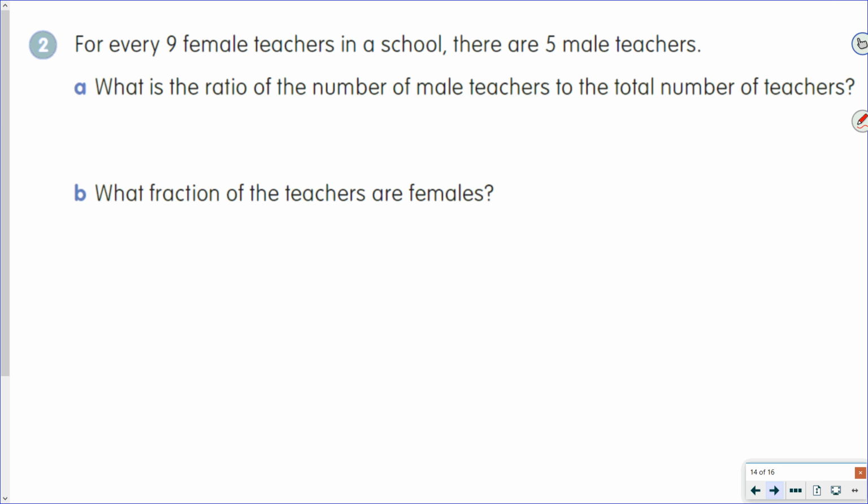For every 9 female teachers in a school, there are 5 male teachers. So what is the ratio of the number of male teachers? Well, that's 5 to the total number of teachers, and that total is 14. What fraction of the teachers are females? Well, there are 9 female teachers, 14 total. So essentially part A and B, they're actually asking the same question because they're comparing the number of one gender to the total number of teachers. You just write them a little bit differently.